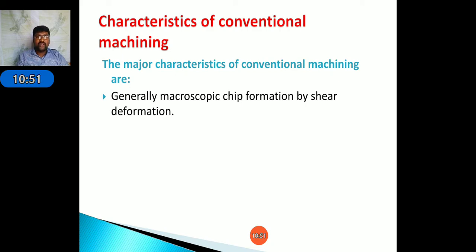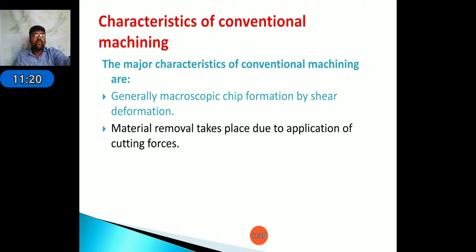Suppose we are using traditional machining, we can do only large operations. Suppose we have to make a small hole, in terms of 1 to 2 mm. It is very difficult using the normal traditional machining process. For that case, we depend on non-traditional machining. Next, material removal takes place due to the application of cutting forces.